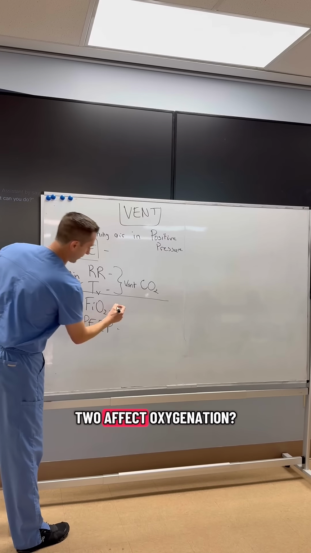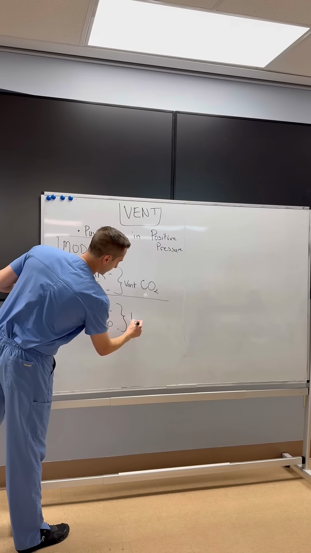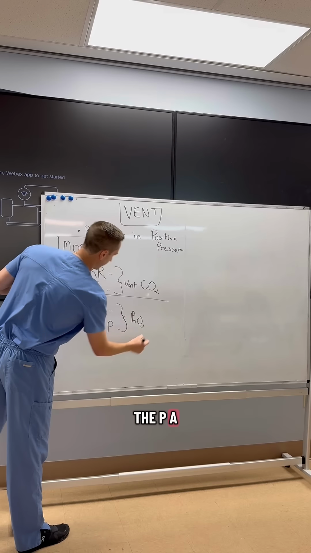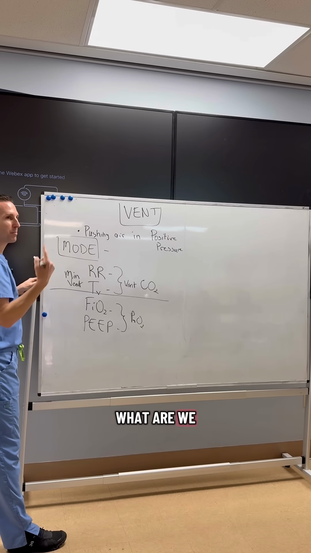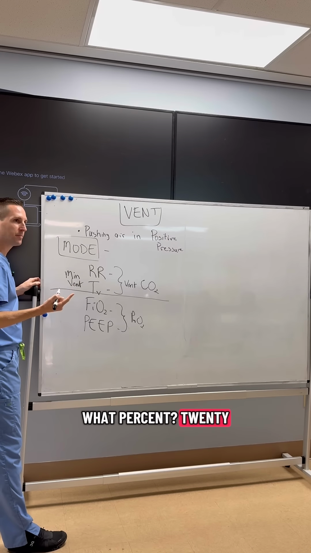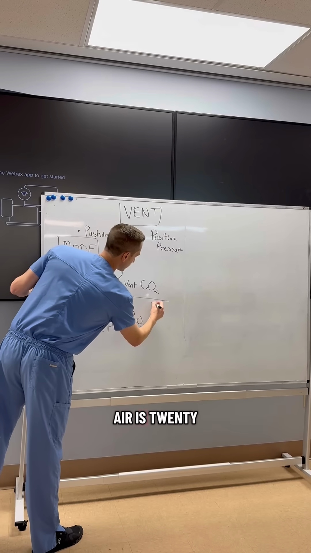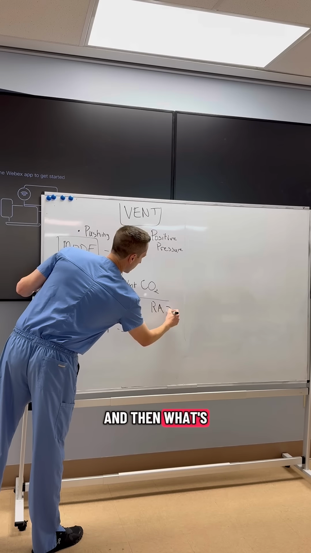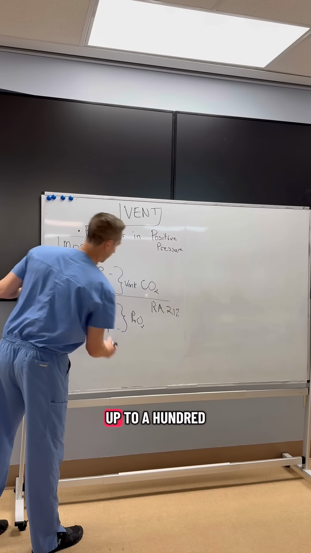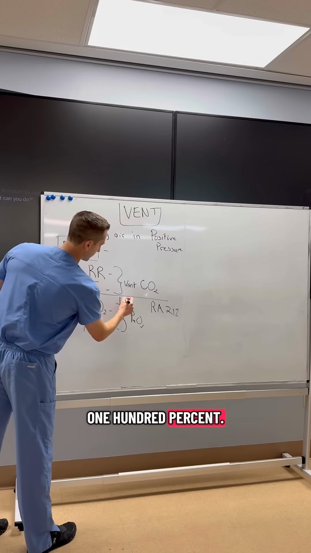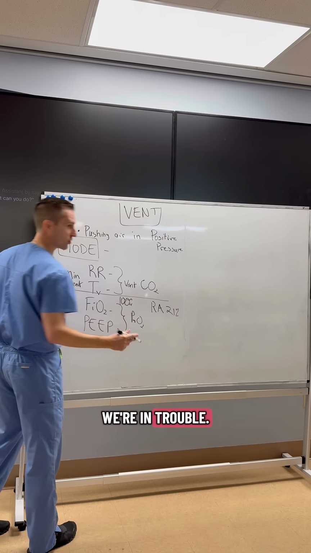And then which two affect oxygenation? The last two. Yeah, the PaO2. So the FiO2, what are we breathing right now? What percent? 21%. Yeah, so room air is 21%. And then what's the most I can get this thing to go up to? 100%. And that's when, like we said, we're in trouble.